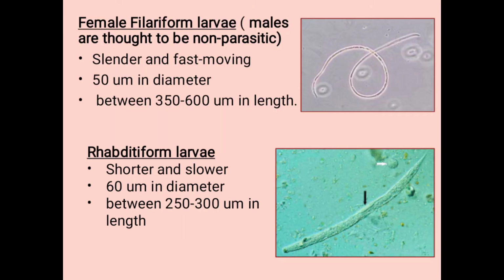And the female filariform larvae, while the males are thought to be non-parasitic, are slender and fast-moving, approximately 50 micrometers in diameter and between 350 to 600 micrometers in length. And then the rhabditiform larvae are shorter and slower.